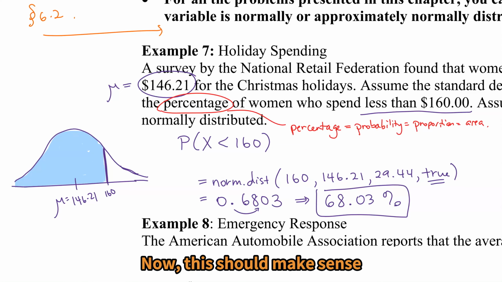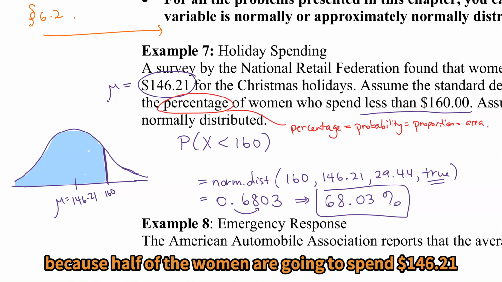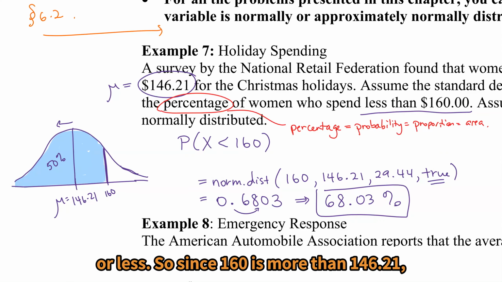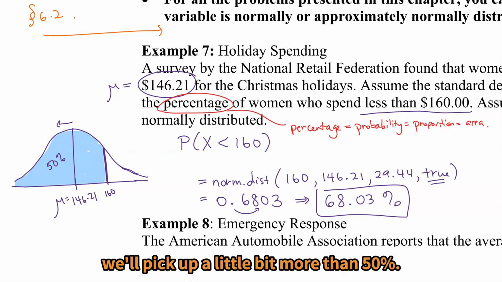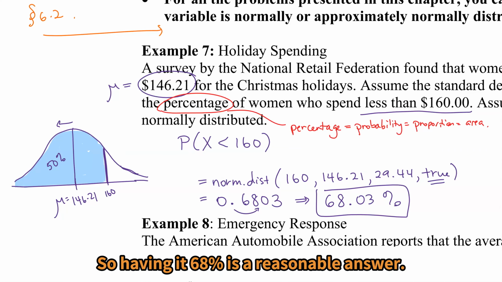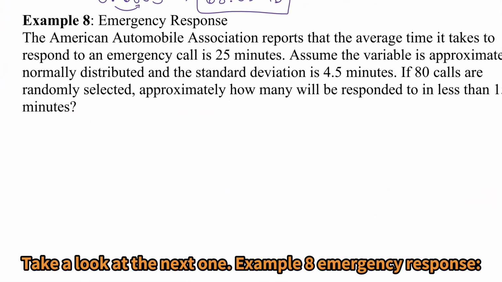Now this should make sense because half of the women are going to spend $146.21 or less. So since 160 is more than 146.21, we'll pick up a little bit more than 50%. So having it 68% is a reasonable answer. Let's take a look at the next one.